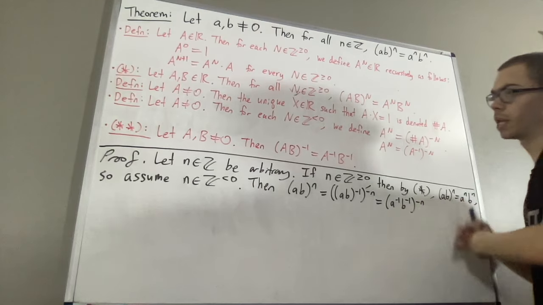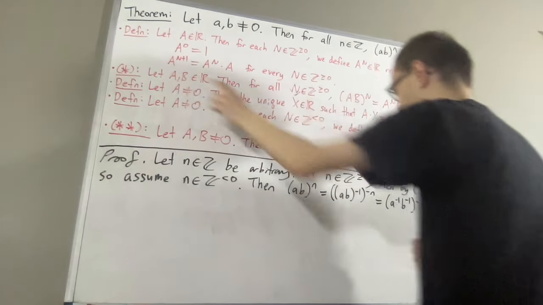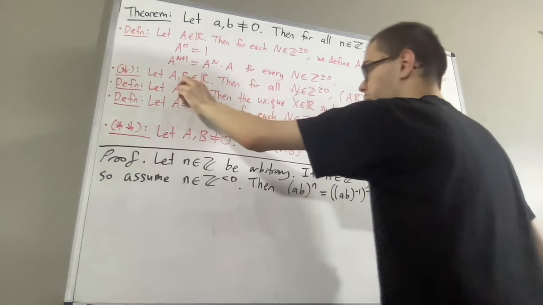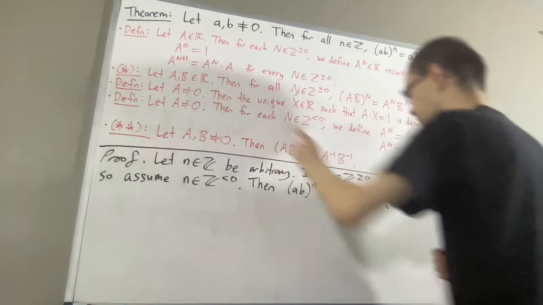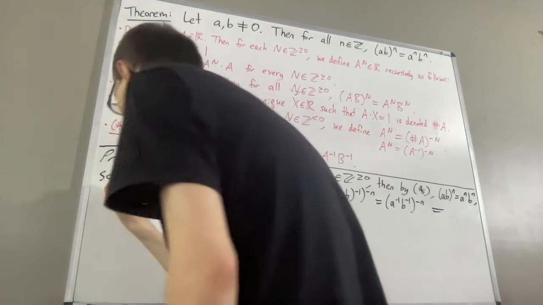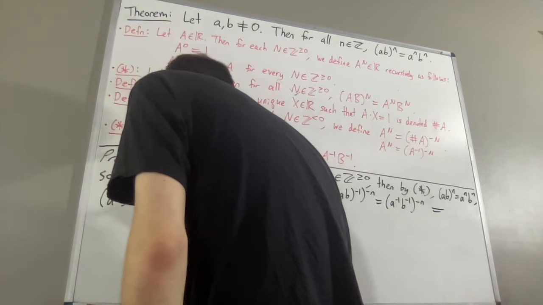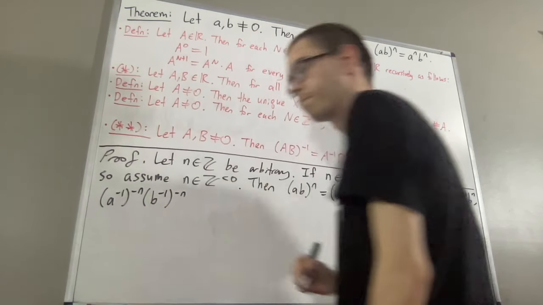But now we apply star. We're taking a to be the reciprocal of a, taking b to be the reciprocal of b, and taking capital N to be negative n. Well then in that case, this is reciprocal of a to the power of negative n times the reciprocal of b to the power of negative n.